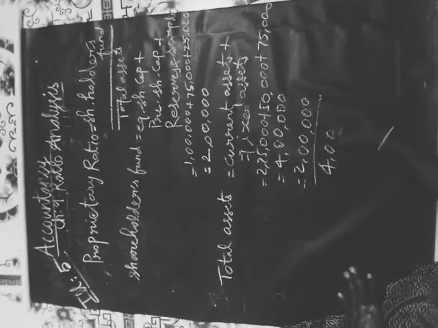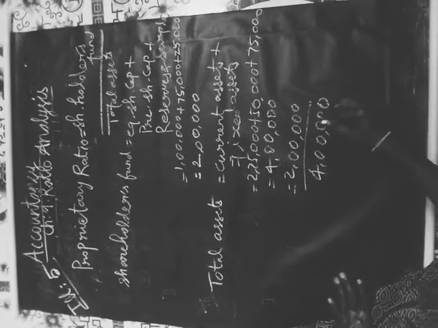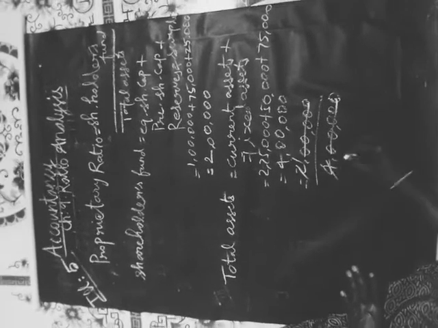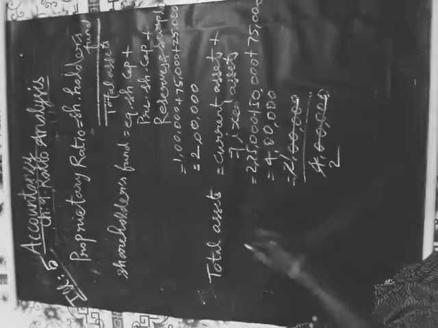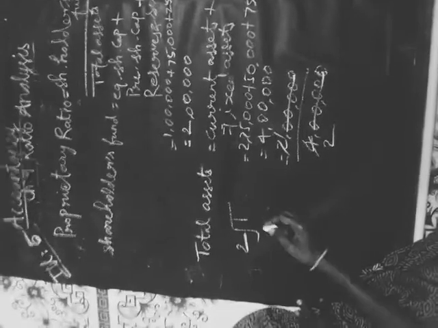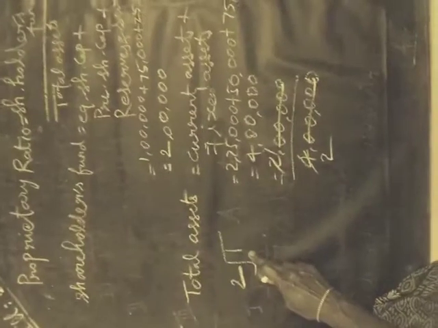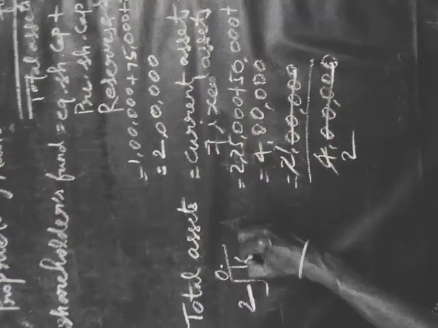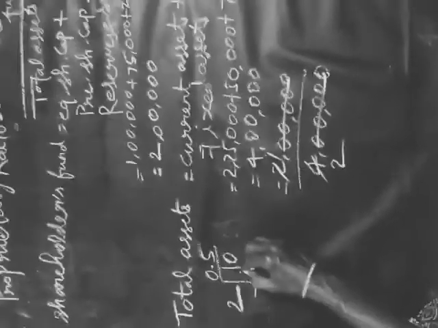So now you have to calculate the proprietary ratio. Shareholders fund 2 lakh divided by 4 lakh total assets. Cutting off the zeros, 1 2s are 2, 2 2s are 4, so 1 by 2. Now we are going to divide 1 by 2. 2 does not go into 1, so put a 0 and add a 0 here.